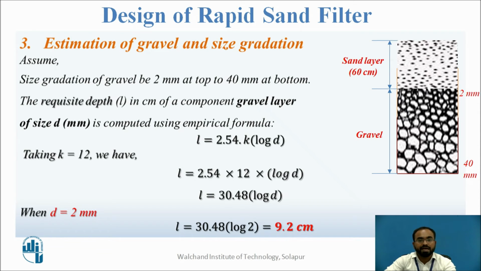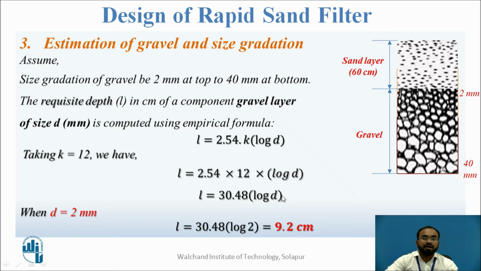So with respect to that, we have to fix the depth of the gravel with respect to its particular size, and to do that we are using the formula, that is L is equal to 2.54 K log D, where D is the effective size of gravel and K is a constant. You can vary the constant, that is K, from 10 to 14. I am taking 12 here. So L will be 2.54 into 12 into log D, which comes to about 30.48 log D.